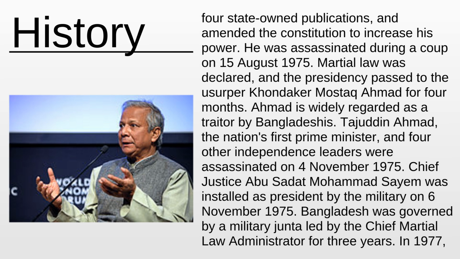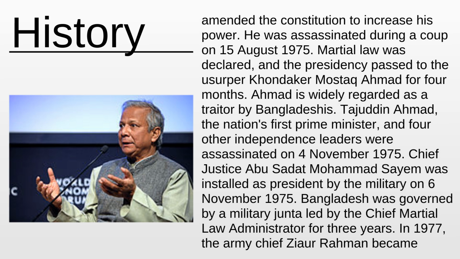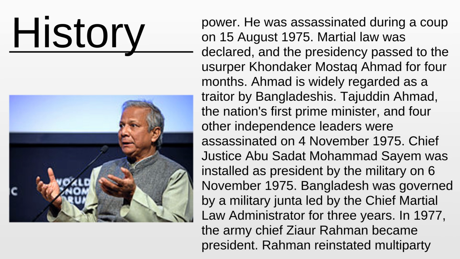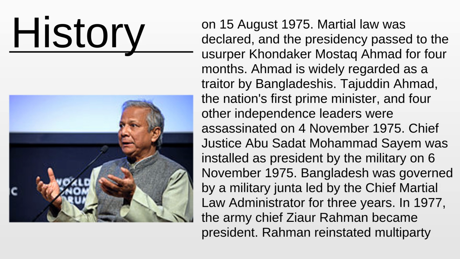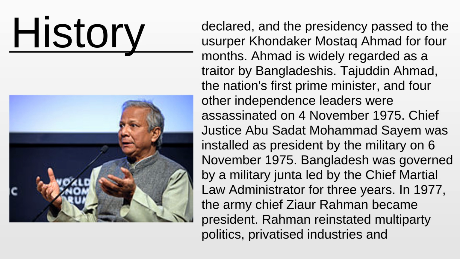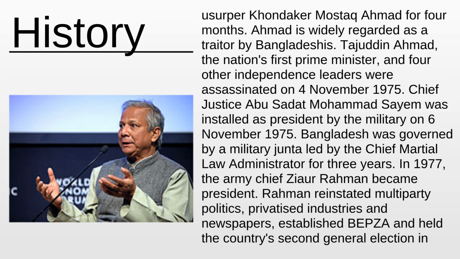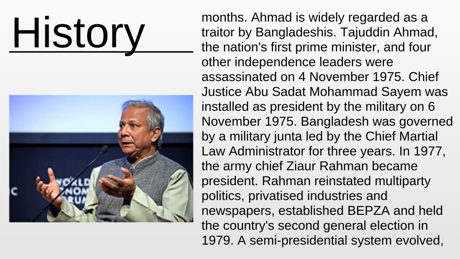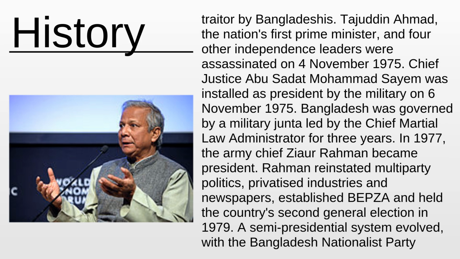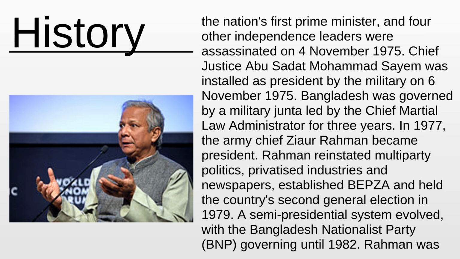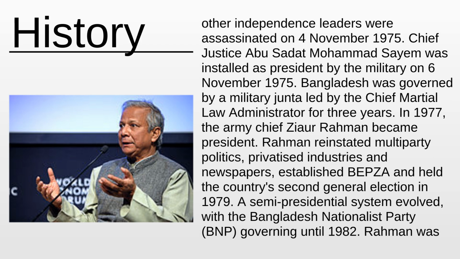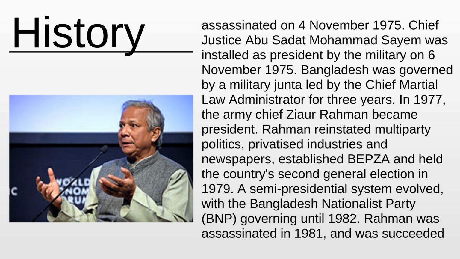Martial law was declared, and the presidency passed to the usurper Khandaker Mostaq Ahmad for 4 months. Ahmad is widely regarded as a traitor by Bangladeshis. Tajuddin Ahmad, the nation's first prime minister, and 4 other independence leaders were assassinated on November 4, 1975. Chief Justice Abu Sadat Muhammad Sayem was installed as president by the military on November 6, 1975.